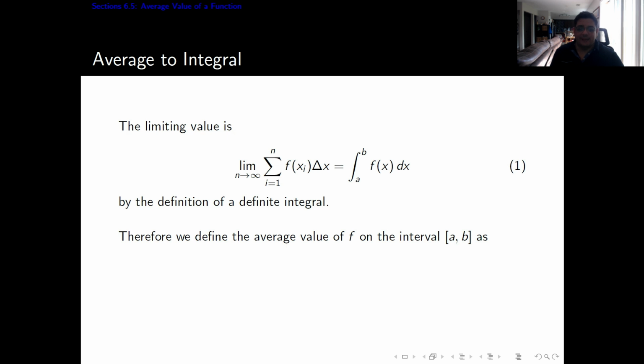And if we add the 1 over b minus a value, then we can say that the average value of f on the interval a b is going to be the average of f equals 1 over b minus a times the integral from a to b of f of x.